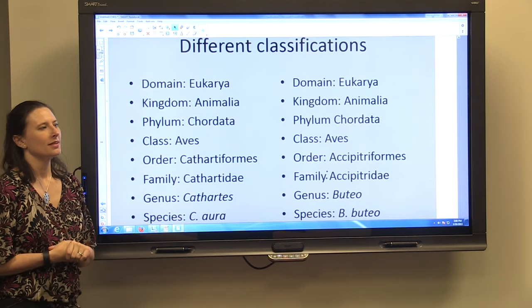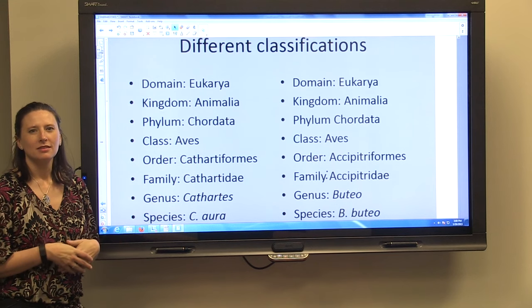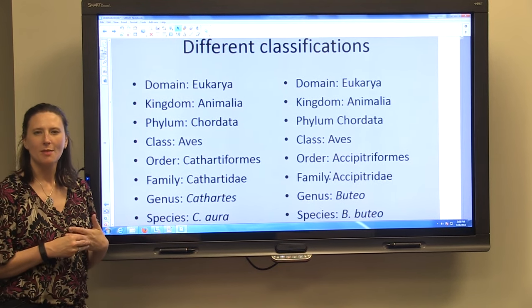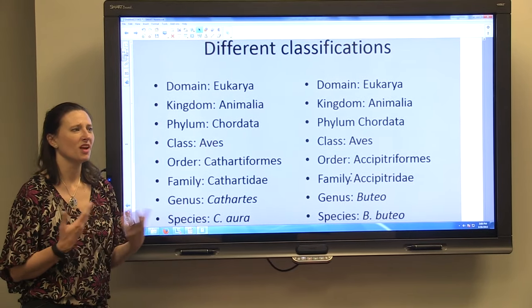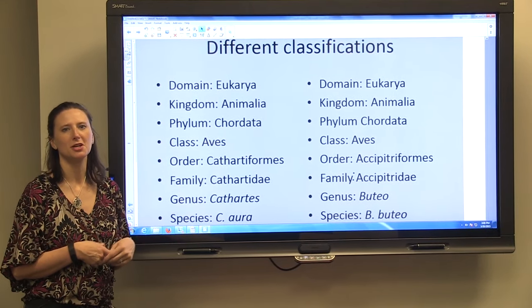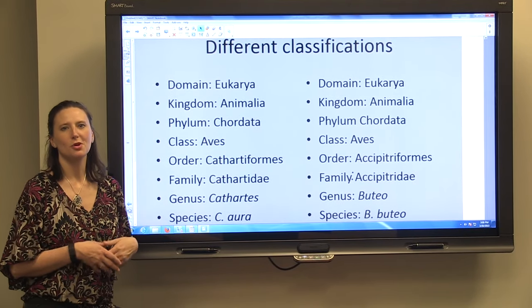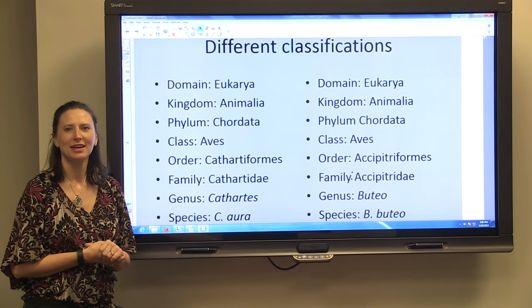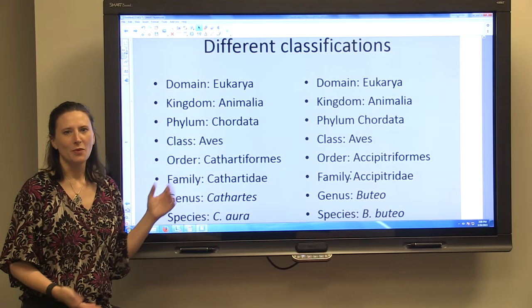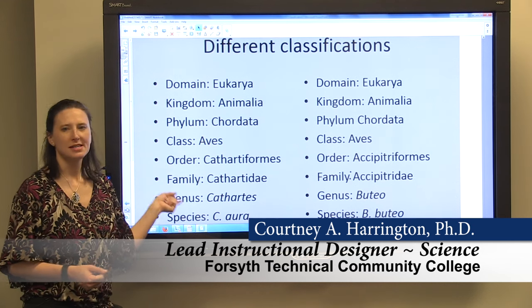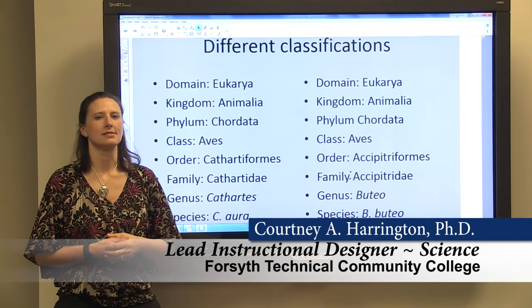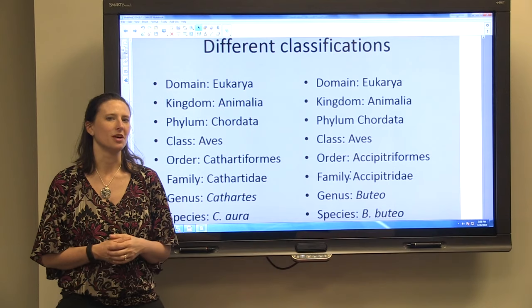So other examples of that misuse of common names, or why common names are not a good way to discuss organisms, are things like pill bugs, which can also be called potato bugs or roly-polies, depending on where you live. So scientists need a way to differentiate the organisms they're talking about. And the best way, the way that we've come up with, is Linnaeus's way of binomial nomenclature.